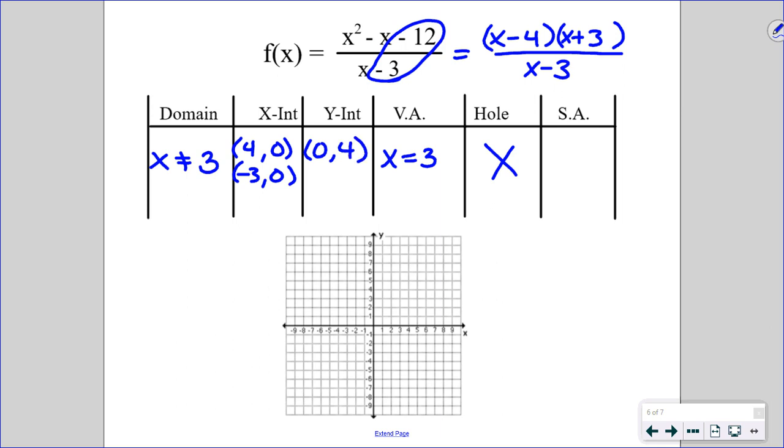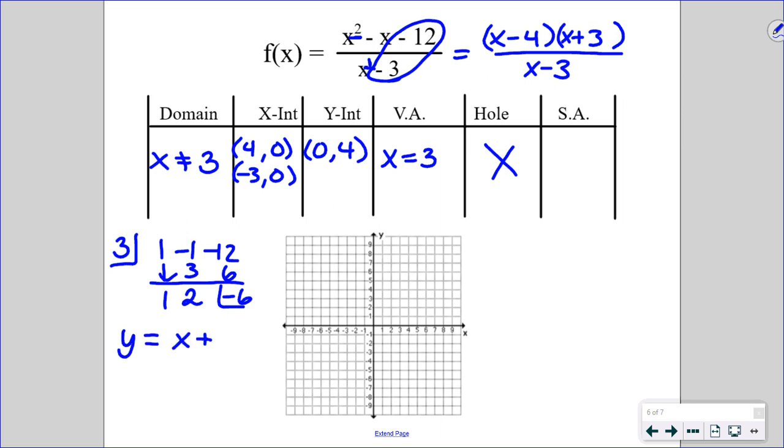And then if you were to compare the degrees, the degree of the numerator is exactly 1 more than the denominator. So to find our slant asymptote, we're going to do synthetic division. And remember, we're just interested in the quotient. So our slant asymptote is going to be y equals 1x plus 2.